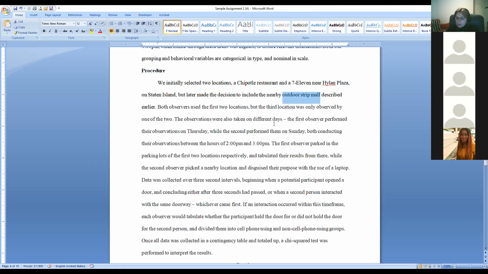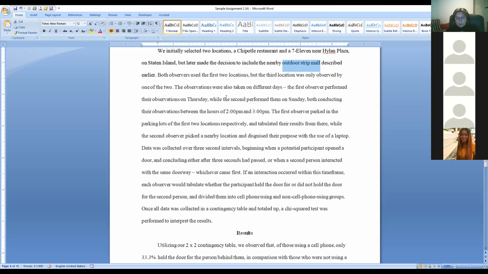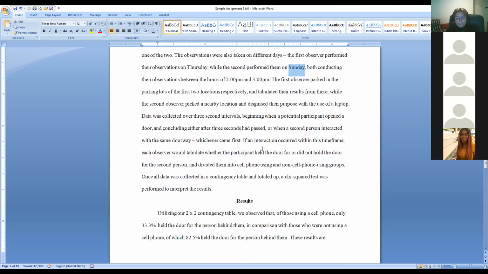where you could mention your pilot study. Remember, a pilot is sort of a preliminary observation, the one that allows you to make sure that your variables are what they should be. And they tell us exactly how it happened, what was taken on different days, right? The first observer performed their observations on Thursday, the second on Sunday, and so on. I think these were two students. That's why they're talking about the first and the second. If you have three, obviously you have more than that.